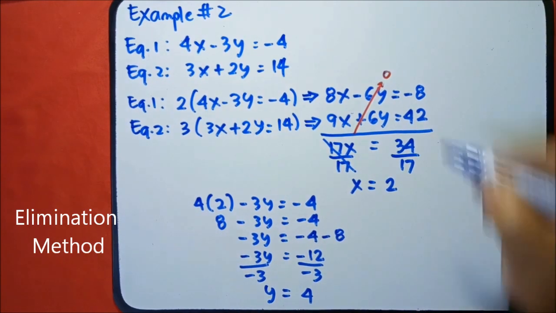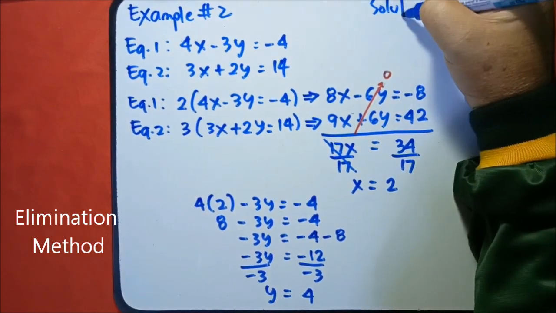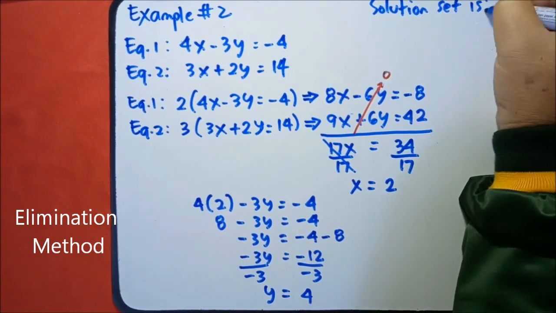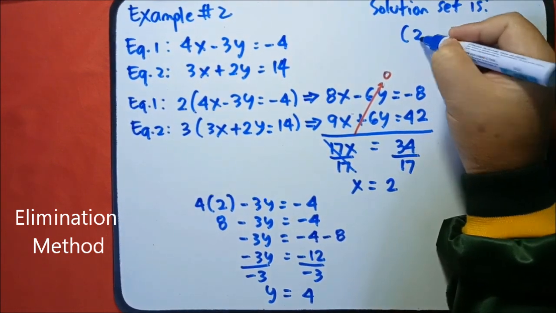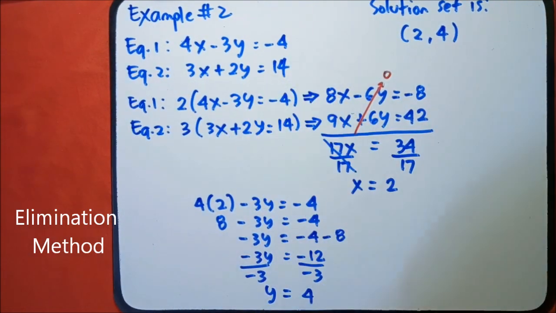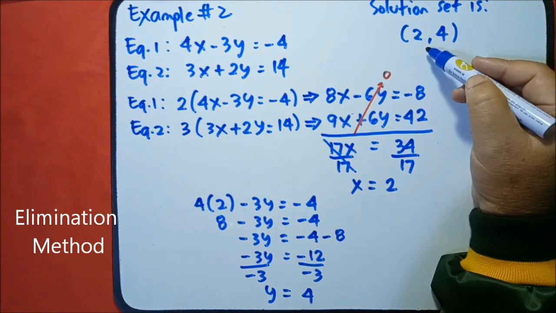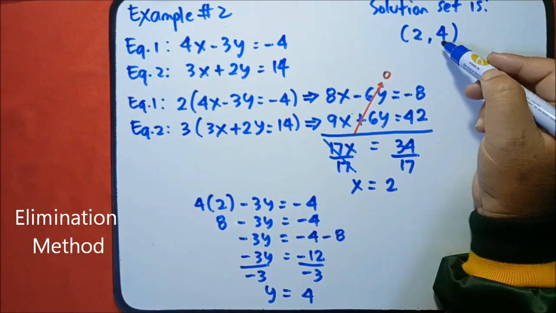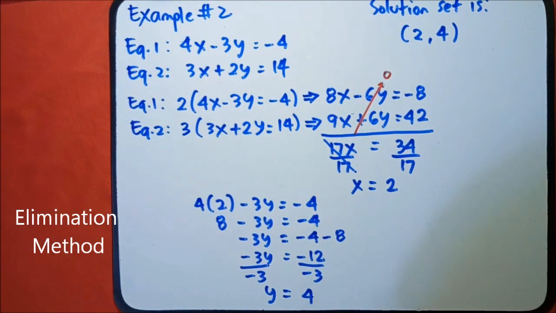So, your solution set is, okay, solution set. Your solution set is 2 and 4. Ibig sabihin, itong dalawang line na to, kapag ka-graph nyo, dito sila magtatagpo. This will be the intersecting point. This will be the coordinate of your intersecting point. Okay, ito-check natin kung tama. Let's try.